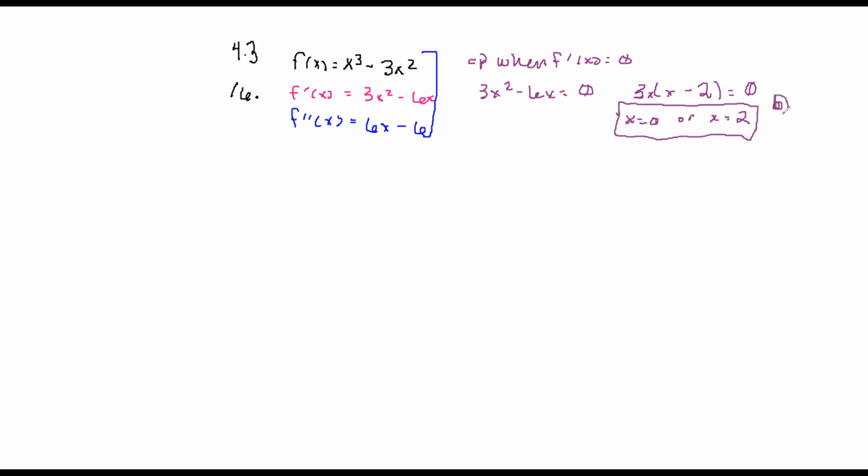So this is part C. Find inflection points. F double prime of x is equal to 0. So 6x minus 6 equals 0. I can do 6 times (x minus 1) is equal to 0. X is equal to 1. And that's my inflection point. Correct? Okay.